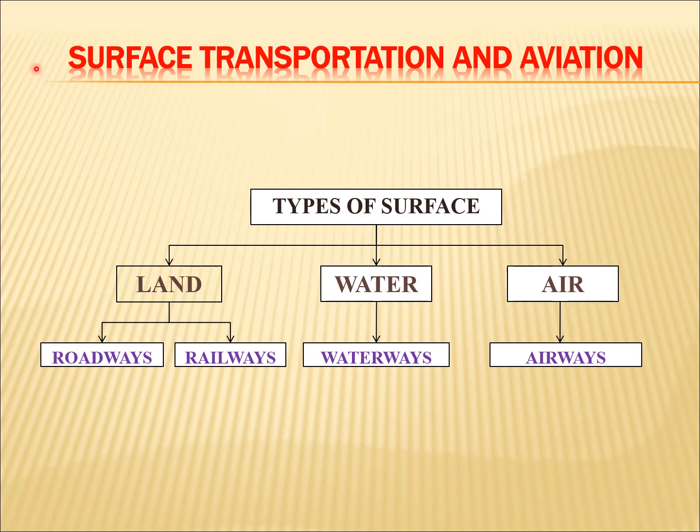Well, if we look at surface transportation and aviation, there are different types of surfaces which can be considered: land, water, and air. When we are considering land as the surface, obviously the roadways, or you can say the highways, and the railways will be considered. When we are considering water as a surface, then obviously waterways will be considered, and in the case of air, obviously airways.